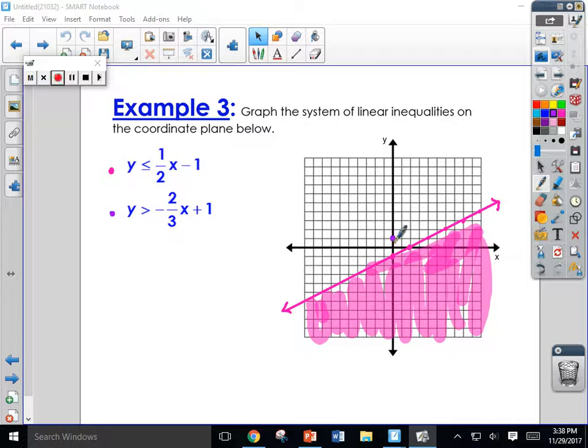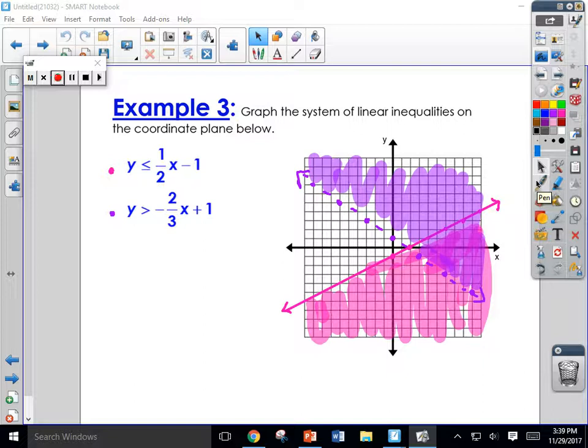My starting point would be at 1. My slope is -2/3. And just like the last one, this is a dashed line because it doesn't have the or equal to part. And it says y is bigger than that, so I'm going to shade everything above it. So that would be above the y-intercept of this purple line. So it would look like that.